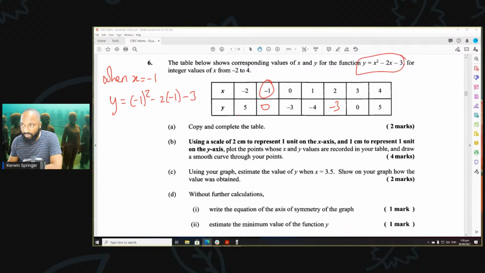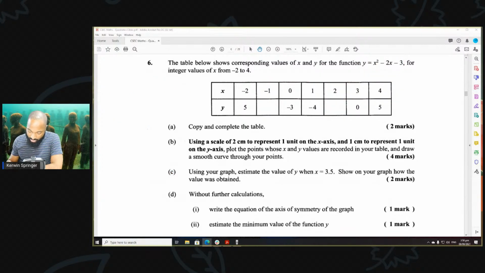This is the equation for the quadratic. When x is -1, I'm substituting. So now this is going to be 1 plus 2 minus 3, which is 0. And if you verify with 2 and substitute 2 into that, you should get -3 as well. Understand everything we do here so far? So we have 0 and -3, and you collect your 2 marks.